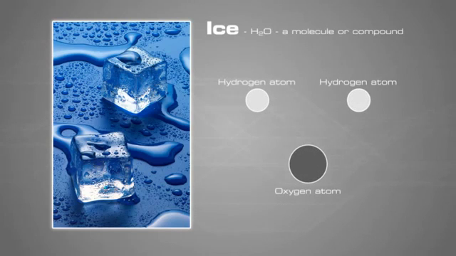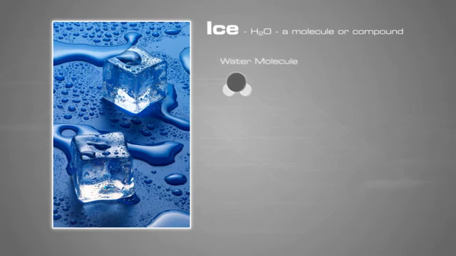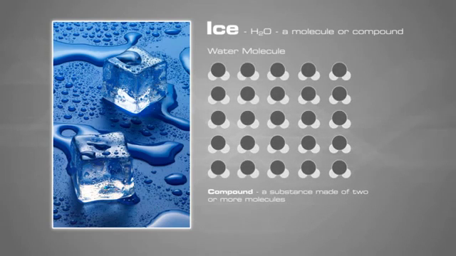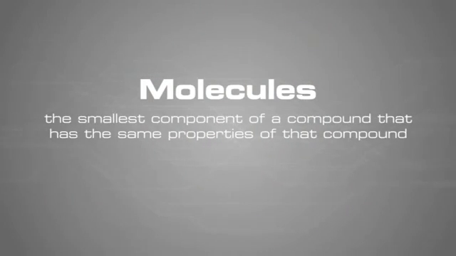Molecules are 2 or more atoms that have chemically combined, like hydrogen and oxygen, to make water. A compound is a substance made of 2 or more molecules. The relationship that we saw between atoms and elements is the same as the relationship between molecules and compounds. We can break the compound down into a smaller compound, but it still remains the same compound made up of the same molecules, just on a smaller scale. Molecules are then the smallest component of a compound that has the same properties of that compound.